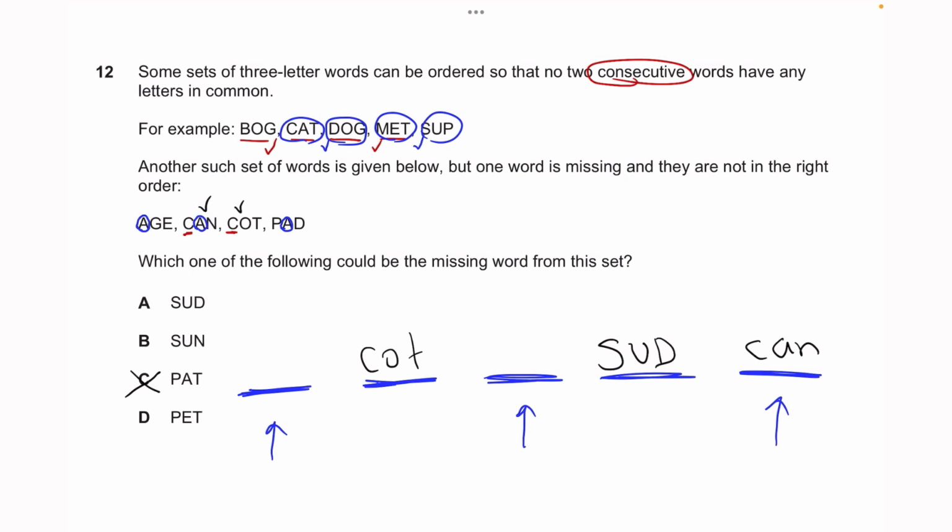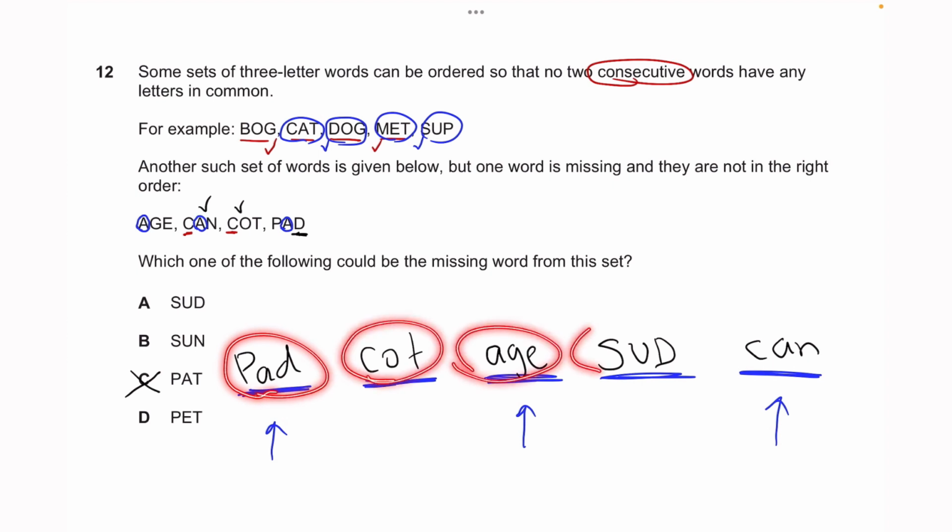Then we've got to fit in pad and age. Now pad can't be here because D would be repeating each other, so we put pad over here. And then we would fit our only remaining word, which is the word age. And that works because you'll see that none of these letters are repeating consecutively to each other. And so that means our answer option is A.